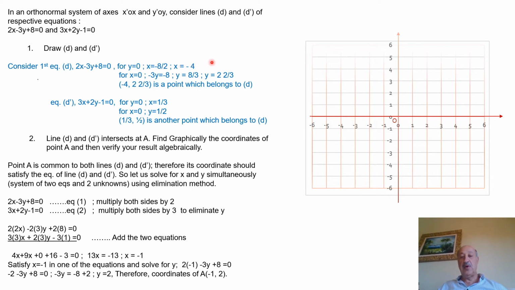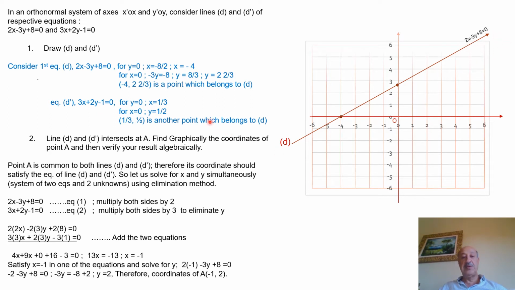Let's locate this on the orthonormal system. So x equals minus 4 is here, one point which belongs to D. Another point which belongs to D: this time we give x equals 0 and solve for y. So we get y equals 2 and 2/3. Let's plot this on the graph. This is the second point, 2 and 2/3. Let's join these 2 points together to get line D. So we come up with line D by joining these 2 points, line D of equation 2x minus 3y plus 8 equals 0.